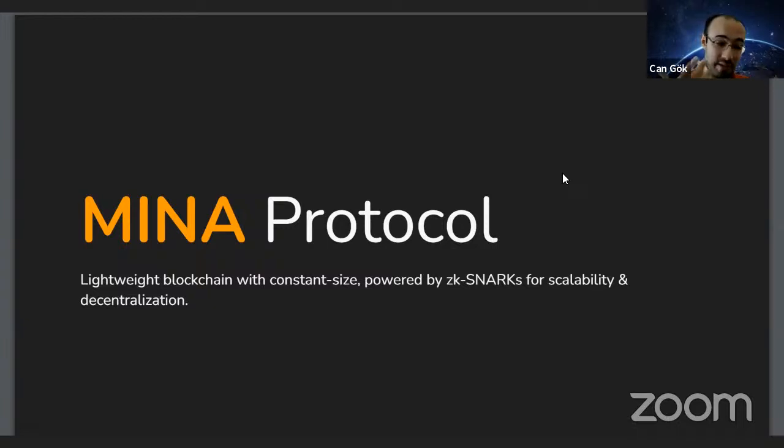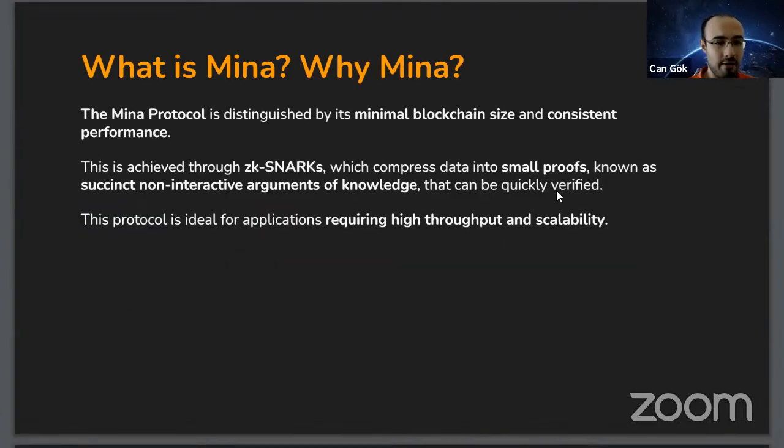Mina protocol, as has been stated in this live stream as well, is a lightweight blockchain with constant size. Mina protocol is powered by zkApps for scalability and decentralization. Scalability and constant size are very important key features we will be talking about in this slide, because Web3 applications need to be fast. They need power. And we can ask the question, what is Mina? Of course, you can Google it. But why Mina is a much more important question, because Mina has a minimal blockchain size and consistent performance thanks to a technology called zkApps, which allow data to be compressed to small proofs.